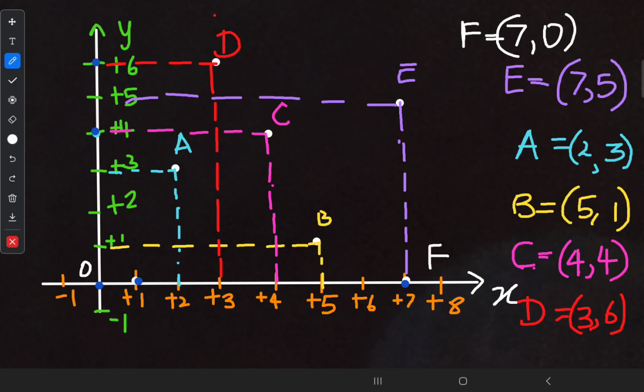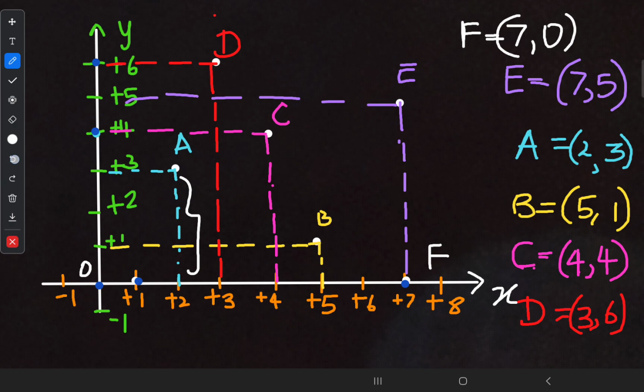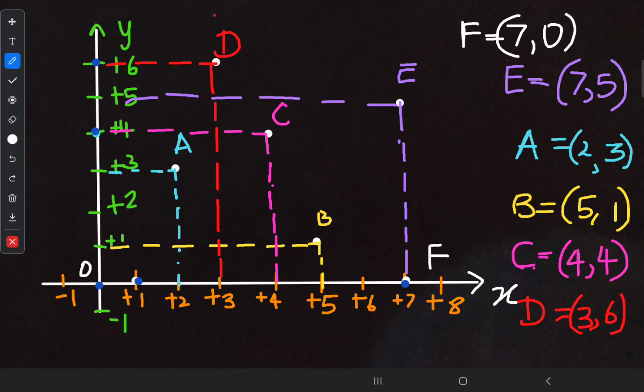When you look at your previous examples and this one, there is no height for this one. A has this height, B has this one, C has this height, D has this height, E has this height. But when you consider point F, there is no height for this. So this is going through 0. In the y-axis 0, in the x-axis 7. So the coordinate is (7, 0). Likewise, the coordinate for this particular point should be (1, 0). In the x-axis 1, in the y-axis that is 0.